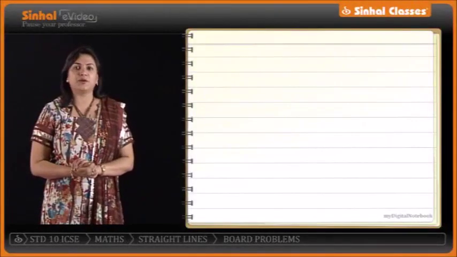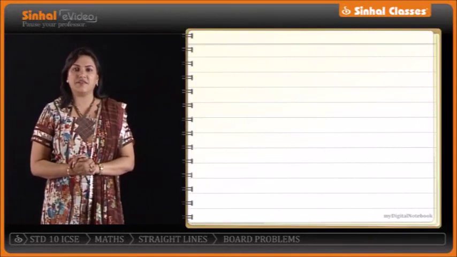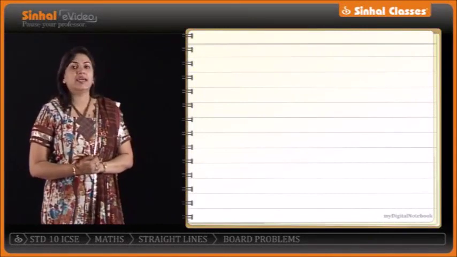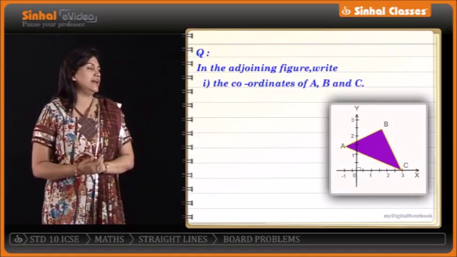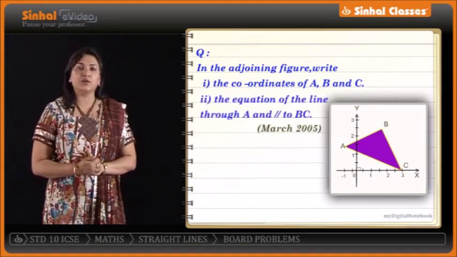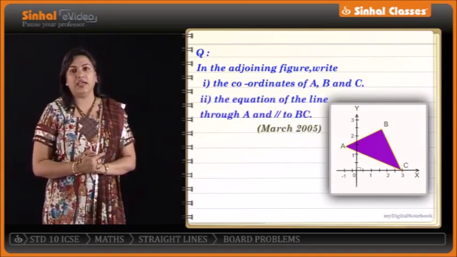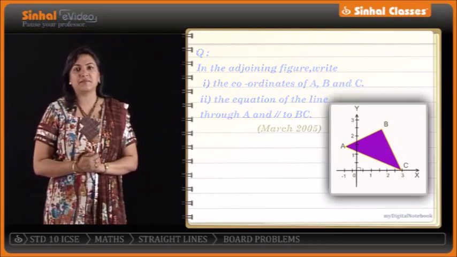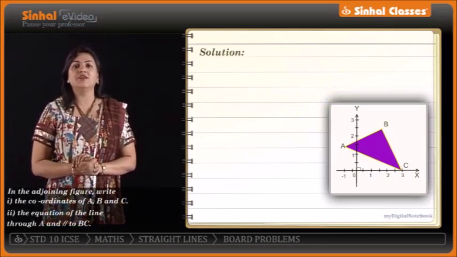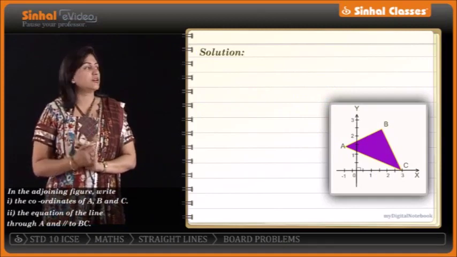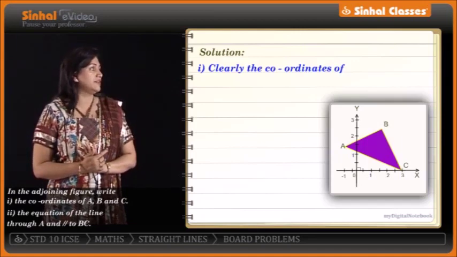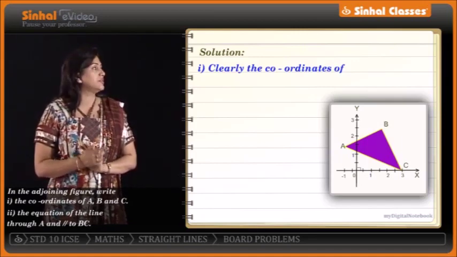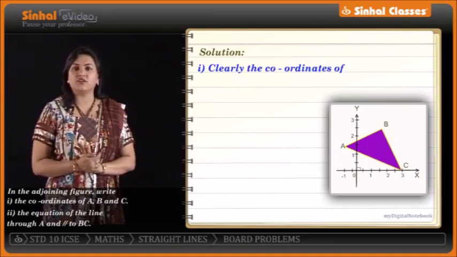Now we take the next board problem, which is a March 2005 board question: in the adjoining figure, write down the coordinates of A, B and C and then find the equation of the line through A and parallel to BC. Now we are already given the figure. From that we can see the coordinates of A will be, first take the x coordinate, it will be minus 1 and the y coordinate 2. So coordinates of point A are (-1, 2).